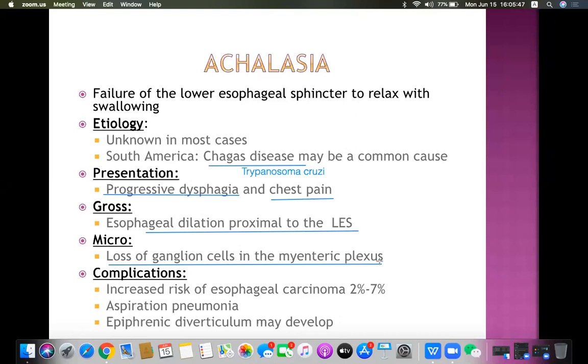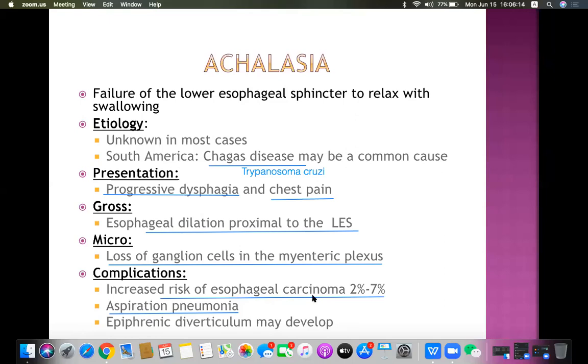Don't forget that. Now, complications of achalasia: there is an increased risk of esophageal carcinoma, by 2 to 7% over the general population. So it is a precancerous lesion, you can say. There is a high chance of aspiration pneumonia because the tube is blocked. When the esophagus gets filled, the fluid can trickle down anteriorly into the airway.